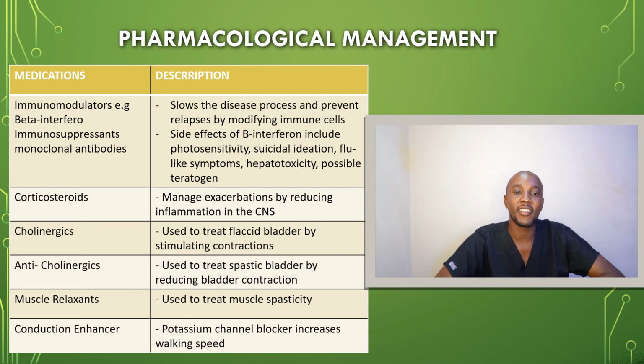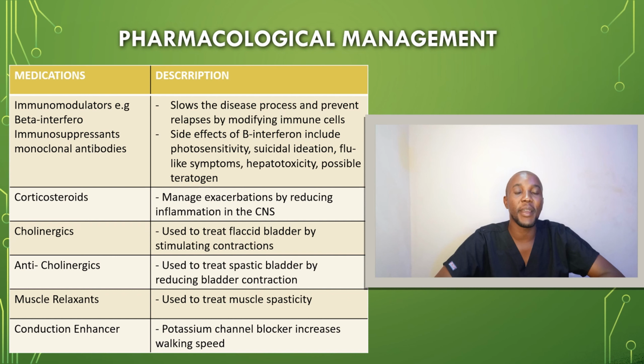We have drugs such as beta interferon. That is an example of an immunomodulator. We also have immunosuppressants and monoclonal antibodies. What these medicines do, they slow the disease process and prevent relapses by modifying immune cells.